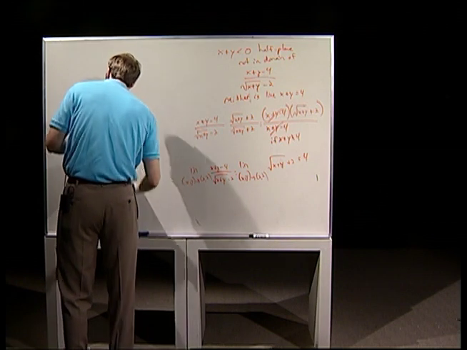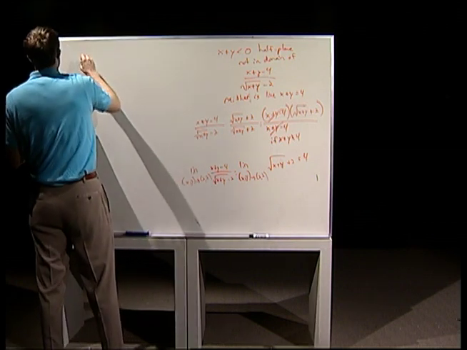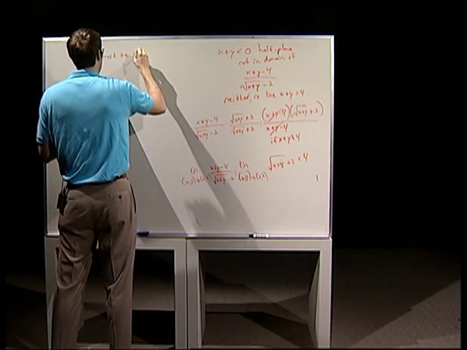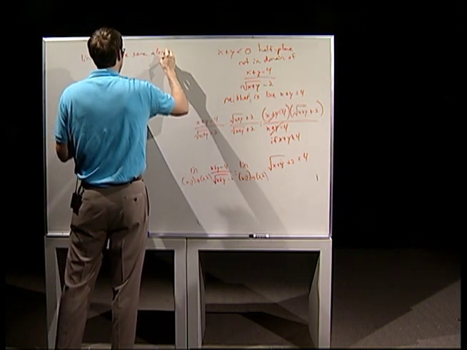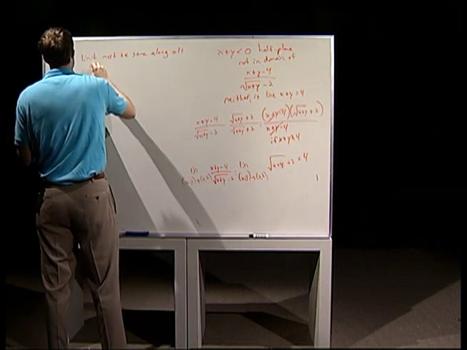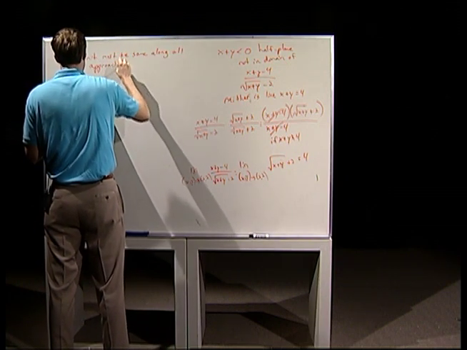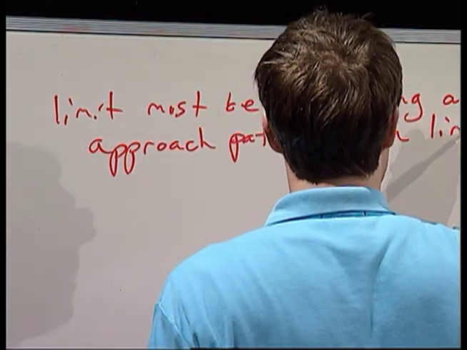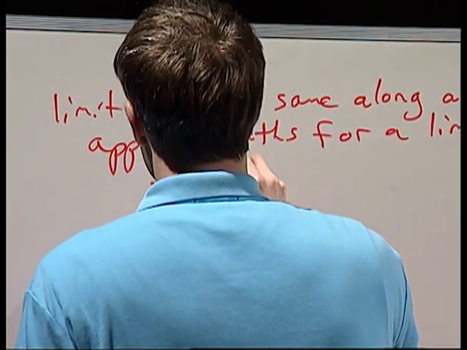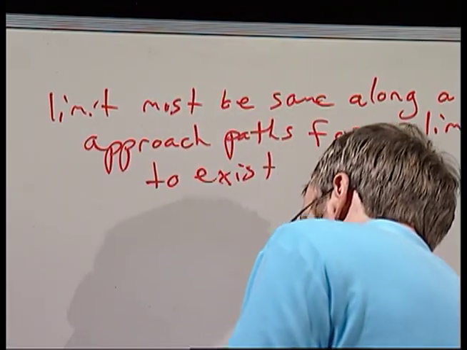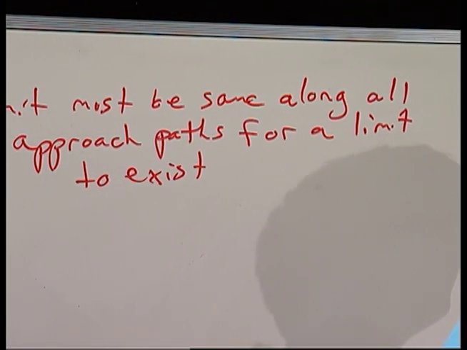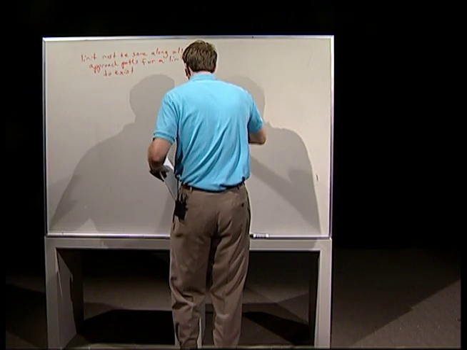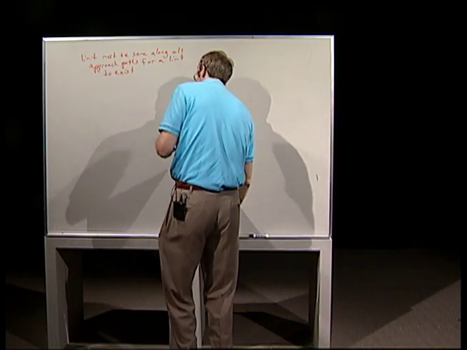So, the limit must be the same along all approach paths for a limit to exist.